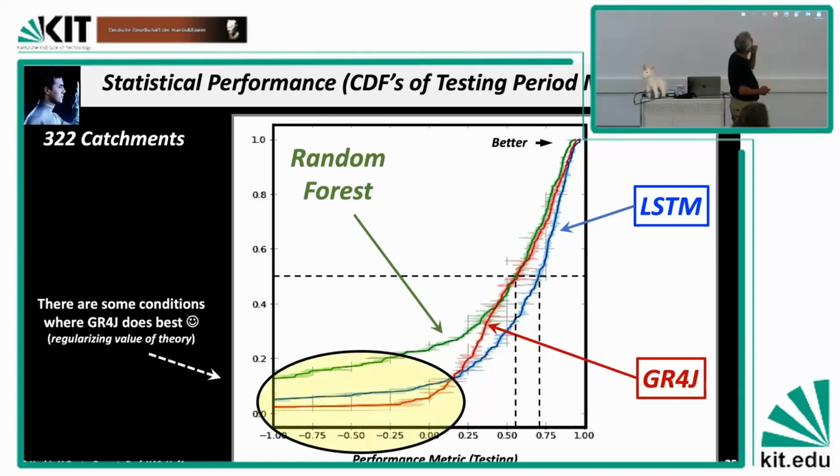Well, the first thing is you notice down here that there are places where the physical model is actually better than the LSTM. Okay, it's not very good because the performance is pretty bad, but it's still better than the LSTM. And so that suggests that maybe there is some value to regularizing information in the physically based model, the conservation principles and so on, okay?